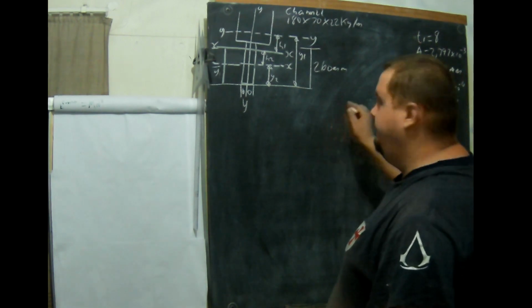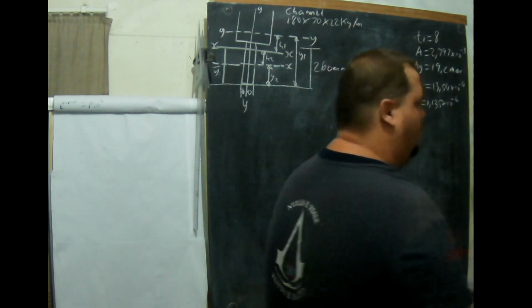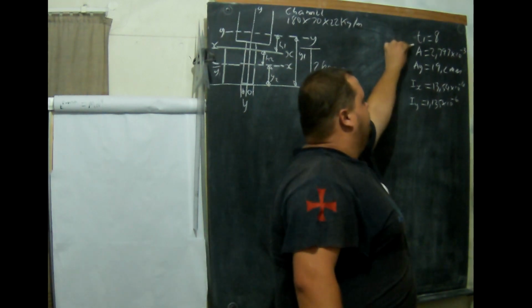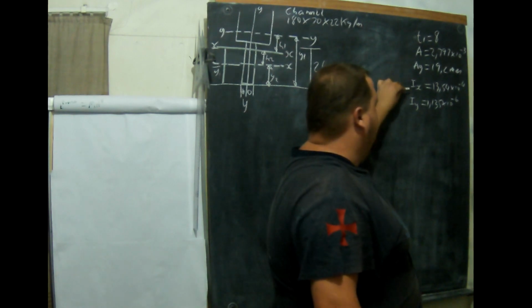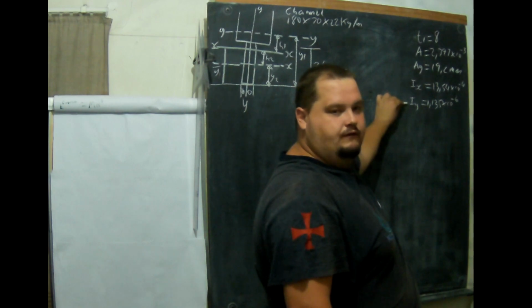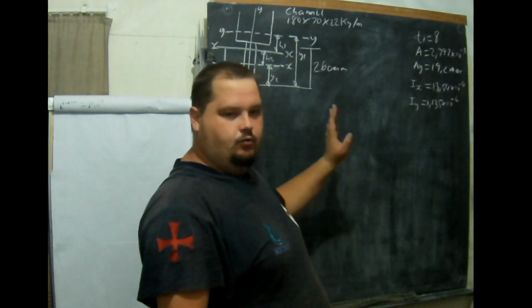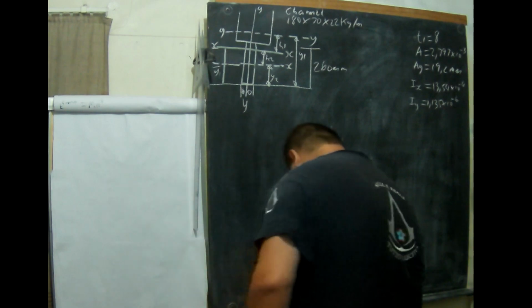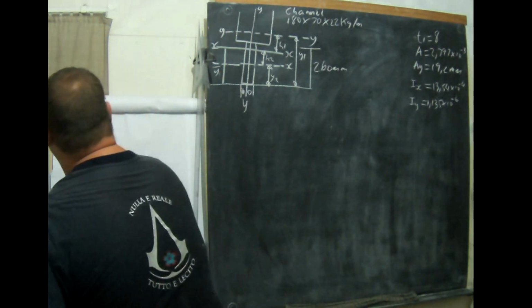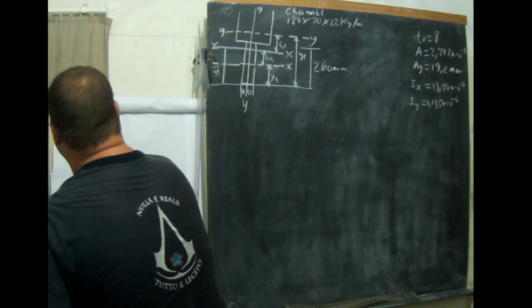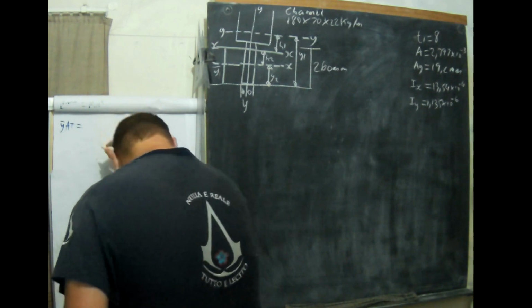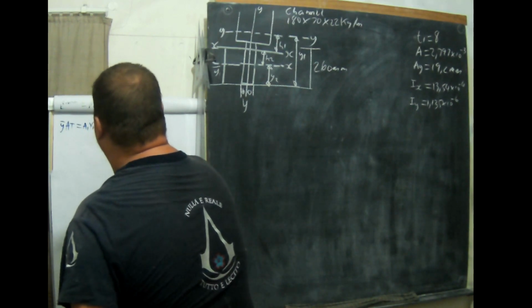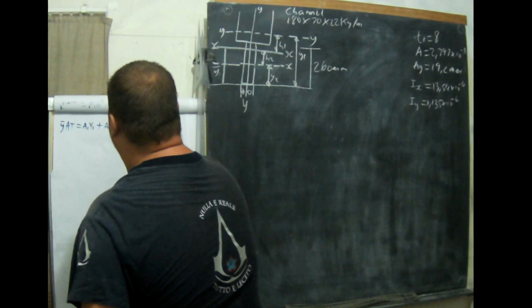Okay. Once you have your values from your table, these are the values that are most important: your T1, your area, your AY, your IX, and your IY. These are all very important values. They all indicate what's in the formulas that we're going to be using. So, our first formula is Y bar times AT, area total, equals area 1 times Y1, plus area 2 times Y2.